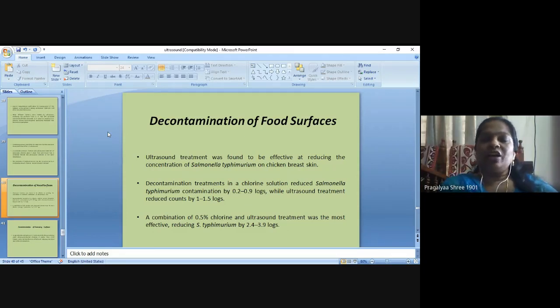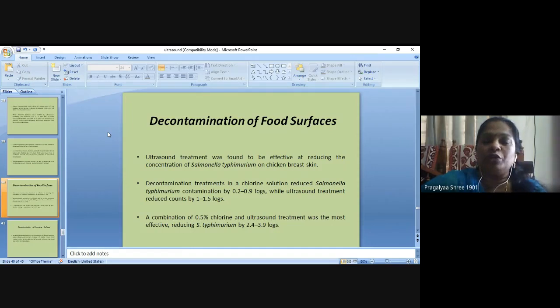Okay, and decontamination treatment in a chlorine solution reduced Salmonella typhimurium contamination by 0.2 to 0.9 logs, while with ultrasound treatment we can achieve a 1.1 log reduction in population when compared to the other, chemical treatments. Okay, and a combination of 0.5% chlorine and ultrasound treatment was the most effective in reducing Salmonella typhimurium, and the log reduction achieved in this case is 2.4 to 3.9 logs.